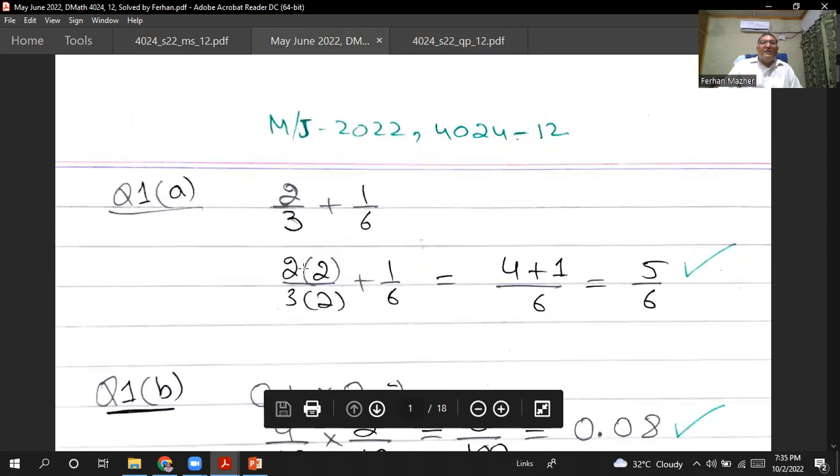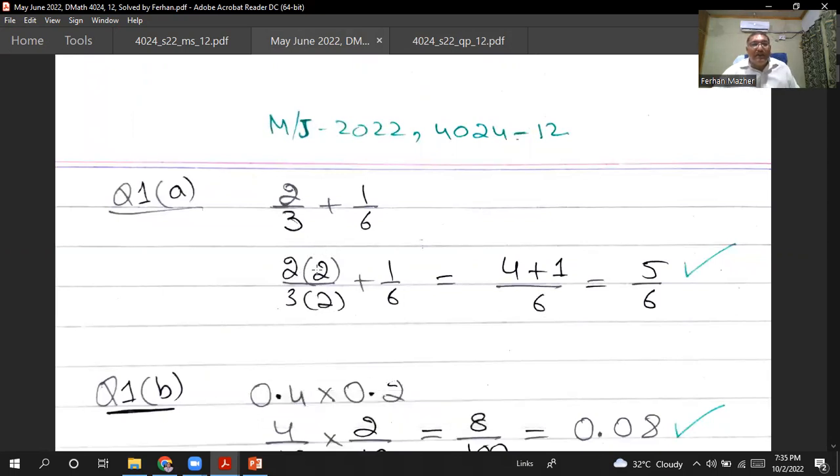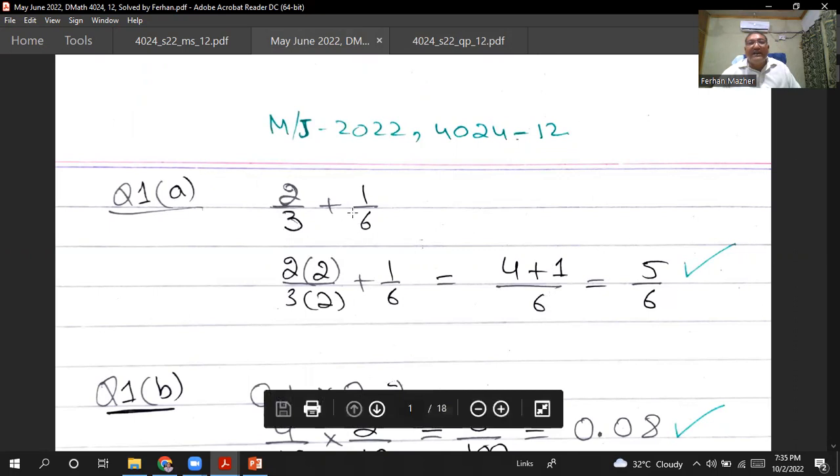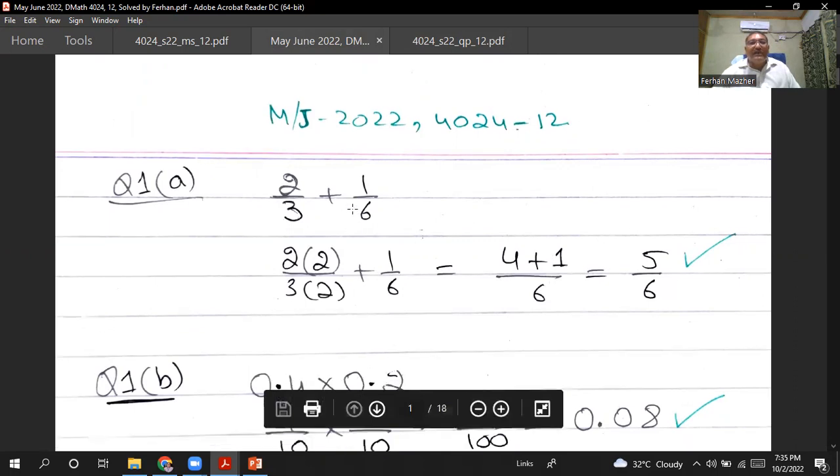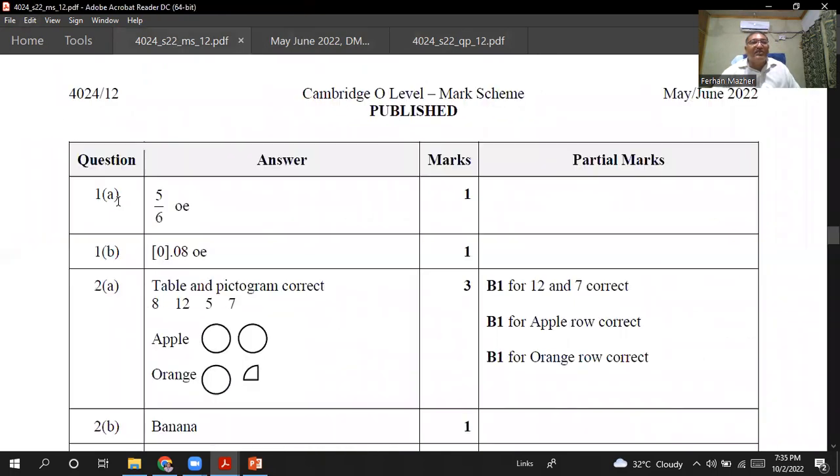So multiply numerator, denominator both with the 2. So here you will have 4. In the bottom you will have 6. So 4 by 6 plus 1 by 6, it will be 4 plus 1, and the total thing divided by 6, and it will be 5 by 6. So 5 by 6, that will be the answer. So the marking scheme says 5 by 6. So our answer is right.